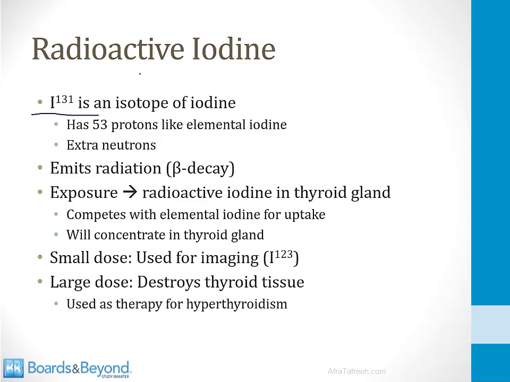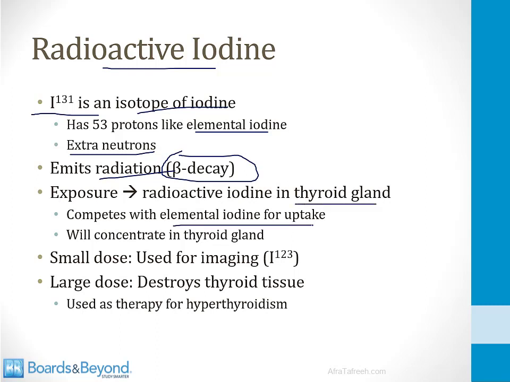Iodine 131 is also called radioactive iodine. It is an isotope of iodine that has 53 protons just like elemental iodine, but it has extra neutrons. For this reason, it will emit radiation via the process of beta decay. So patients who are exposed to radioactive iodine will have the radioactive iodine taken up by their thyroid gland. It competes with elemental iodine for uptake, and it will concentrate in the thyroid gland. Radioactive iodine is used medically for two purposes. It's sometimes given in a small dose to concentrate in the thyroid gland so that you can image the thyroid gland, although another isotope of iodine, iodine 123, is also often used for this purpose.